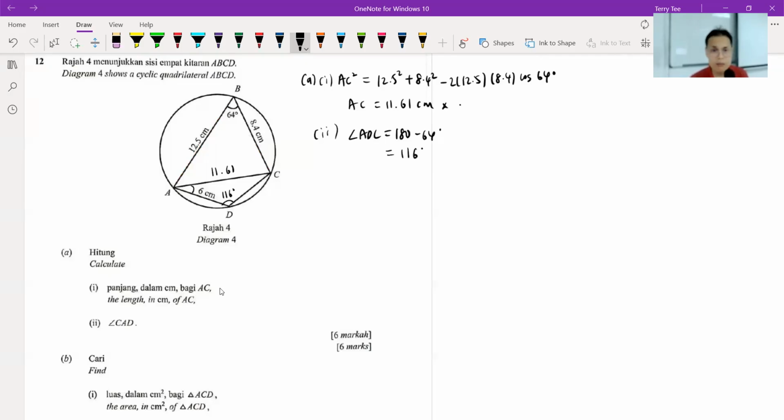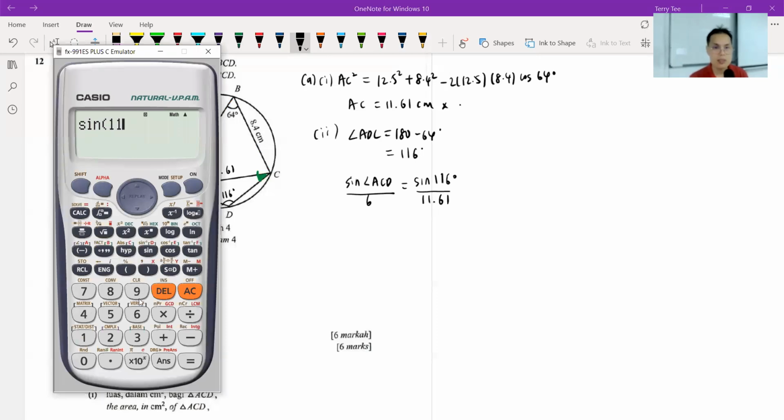Now you notice that we cannot find CAD directly because the opposite side to CAD is CD. I don't know the length of CD, but I do know the length of AC and AD. So what we can do is find angle ACD first by using sine rule. And remember, sine rule works like this: we must have a pair of angle and the opposite side. So I want to find angle ACD first. The opposite side is 6. Then we take sine of this angle ADC at 116. Opposite side is 11.61.